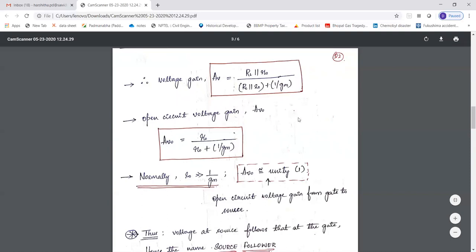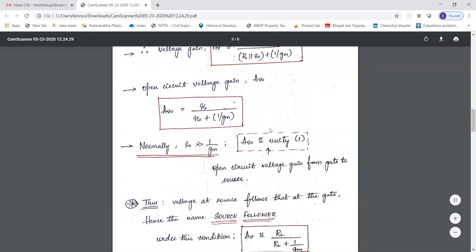Next, here we apply one condition: normally this small signal output resistance R0 will be much greater than 1 by Gm. Under this circumstance, R0 plus 1 by Gm will almost be equal to R0, if R0 is much greater than 1 by Gm. So this fraction will reduce to 1. So Av0 will almost be equal to 1, that is, unity.